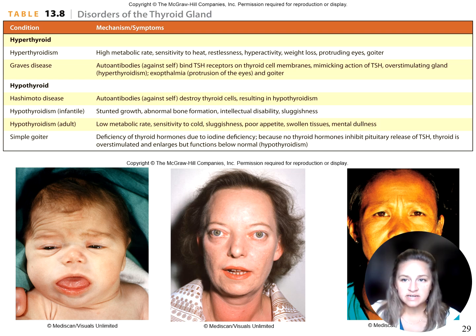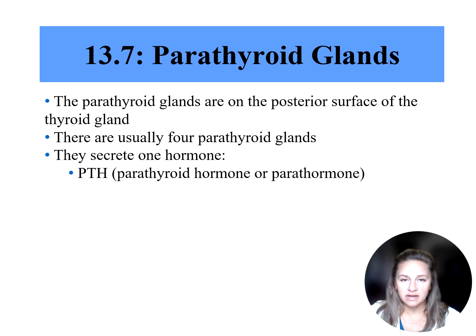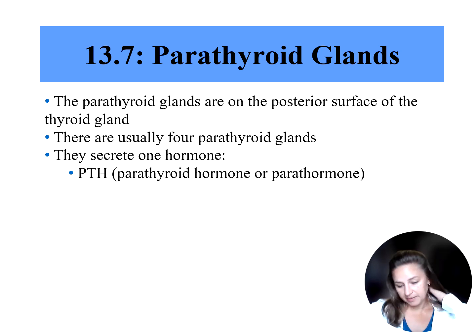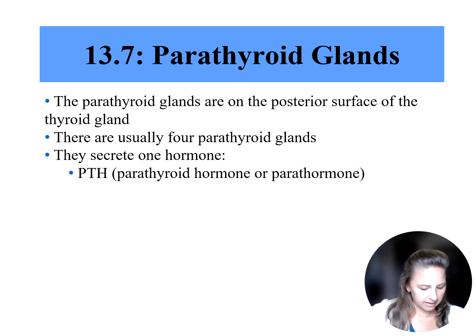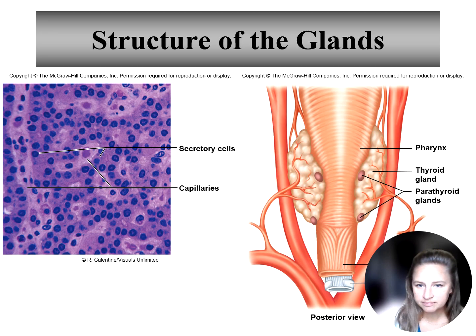The next endocrine gland that we'll talk about is the parathyroid gland, and the parathyroid gland secretes this PTH hormone, parathormone, and this is involved in regulating calcium and phosphorus in your bloodstream. We'll see a picture of this in a minute.